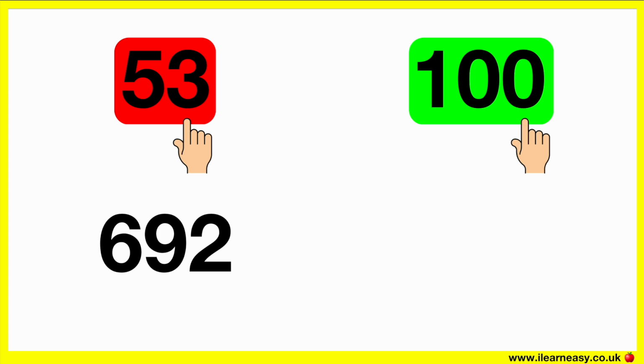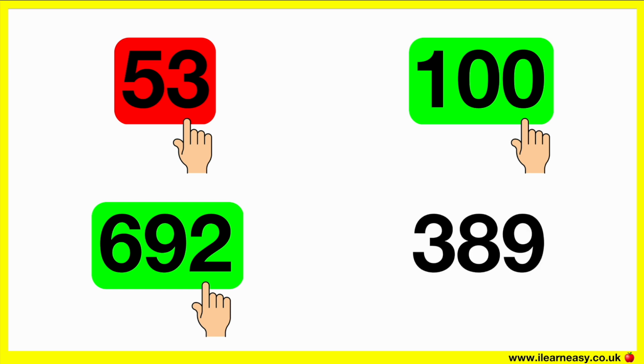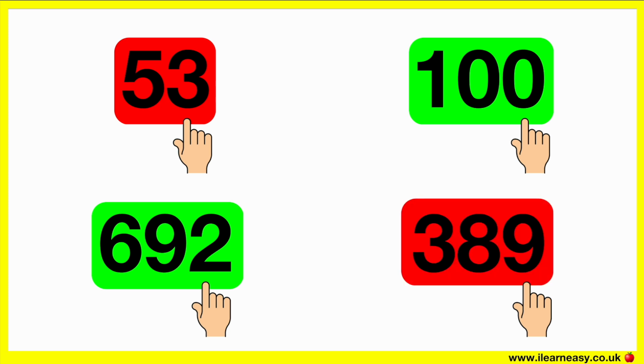692. Is the number 692 an even number or an odd number? The number 692 ends in the number 2, therefore it's an even number. 389. Is the number 389 an even number or an odd number? The number 389 ends in the number 9, therefore it's an odd number.